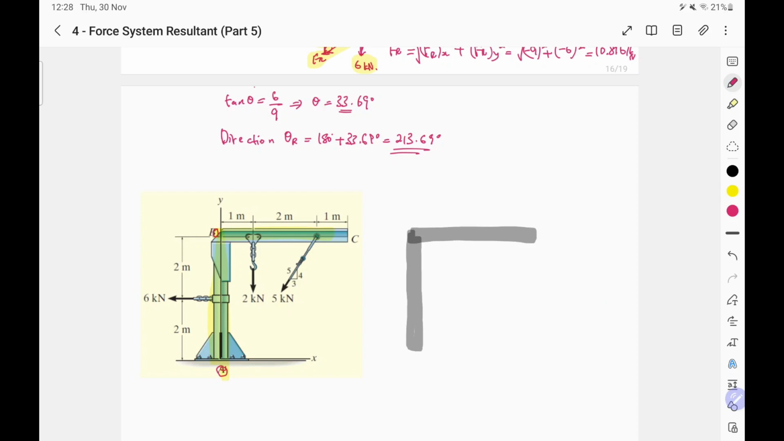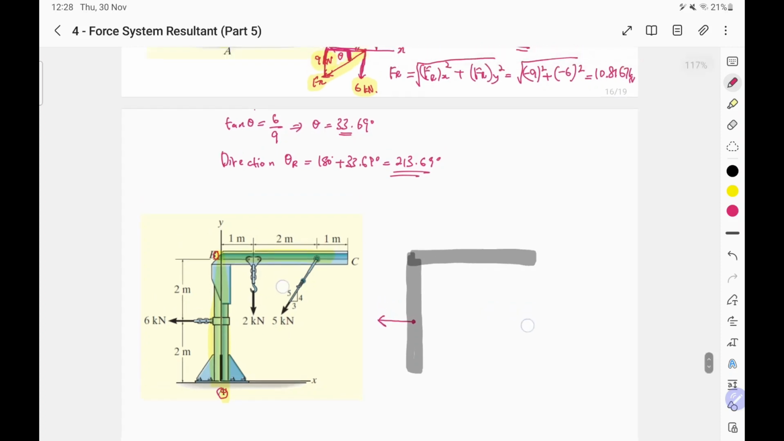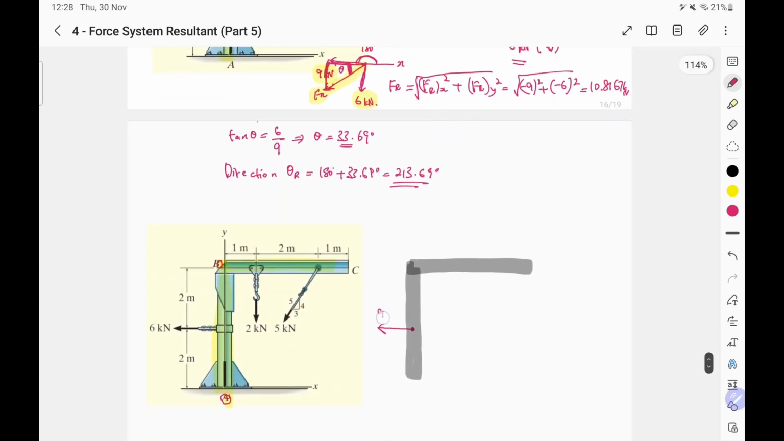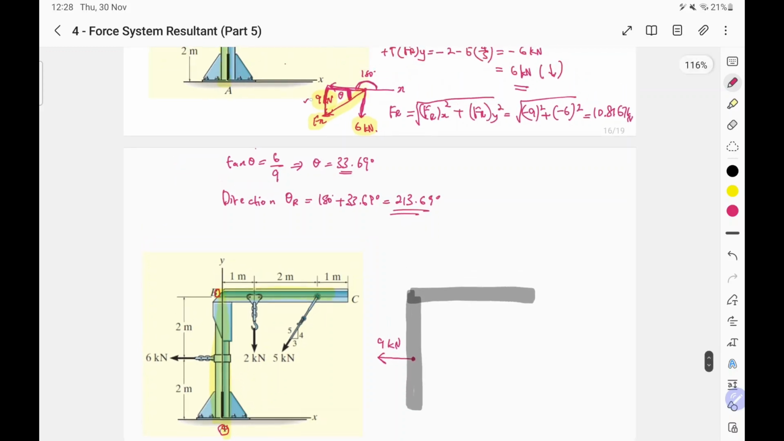So, let's say the first one kita calculate about boom AB ni dahulu. Okay, so let's say the resultant force yang kita kira tadi, okay, pointed to the left is 9 kilonewton, using that magnitude yang kita dapat, and then in the y direction is pointed downward with the magnitude of 6 kilonewton. Okay, so this is the resultant force tadi lah yang kita dah kira, which happen to be about 10.8 kilonewton.